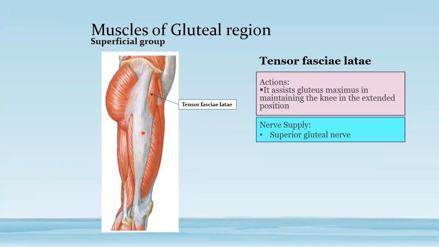Now we go to another muscle, which is the tensor fascia lata. The tensor fascia lata is a very small muscle. Its action is to assist the gluteus maximus in maintaining the knee in the extended position. This muscle is also supplied by the superior gluteal nerve.